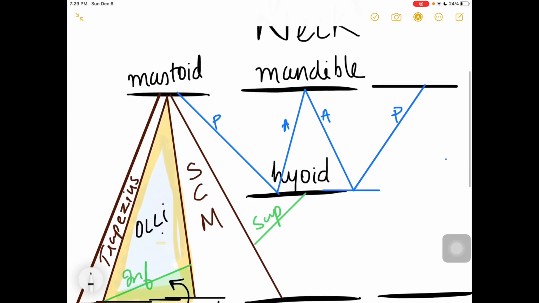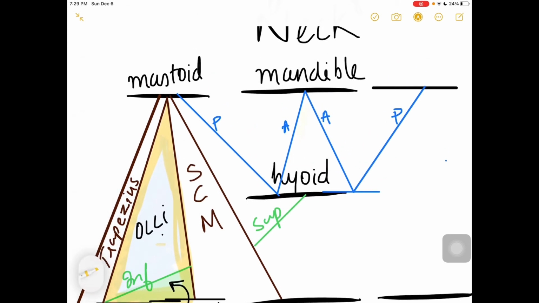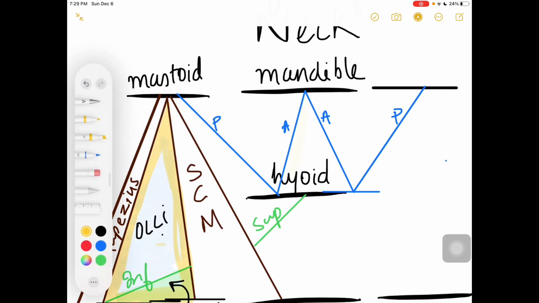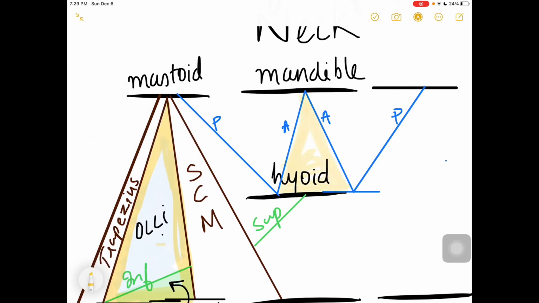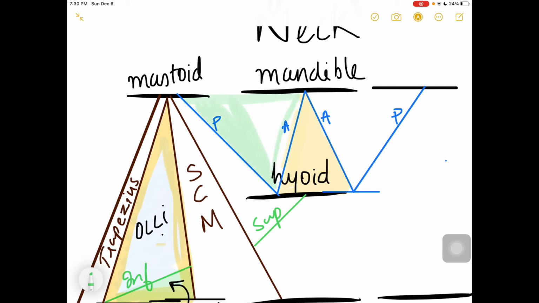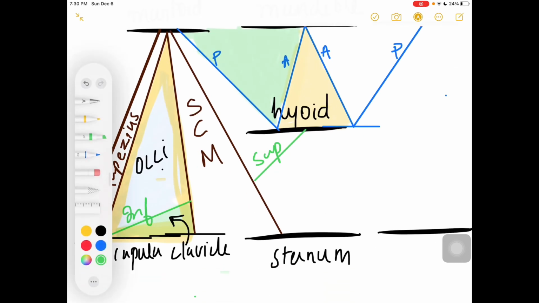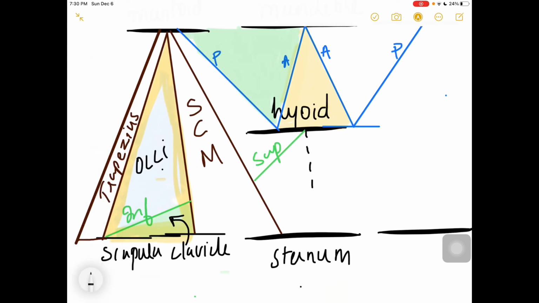Which are the two parts of the posterior triangle? You have the occipital and the supraclavicular triangle. Now coming to the anterior triangle. The triangle just below the mandible is called the submental triangle. On the two sides of the submental triangle you have the digastric. Why is it called digastric? Because it's bounded by the two bellies of the digastric.